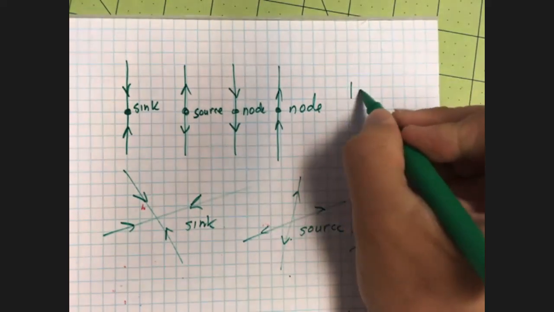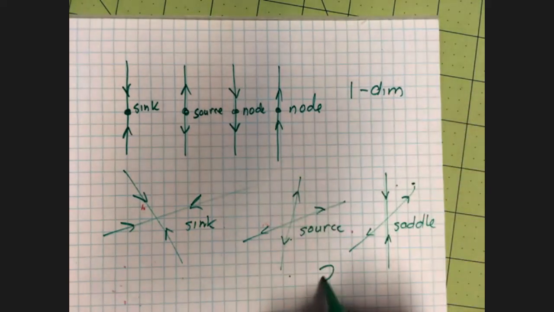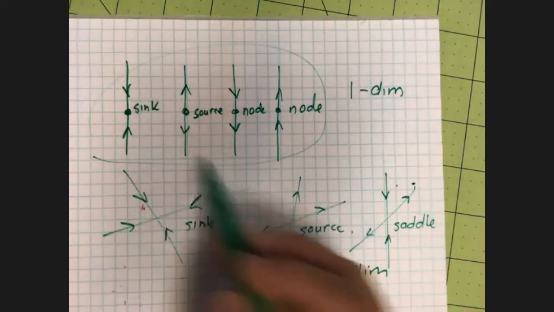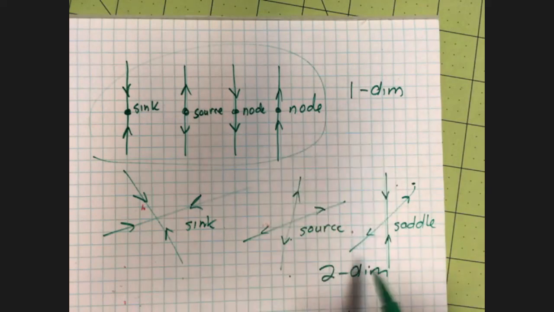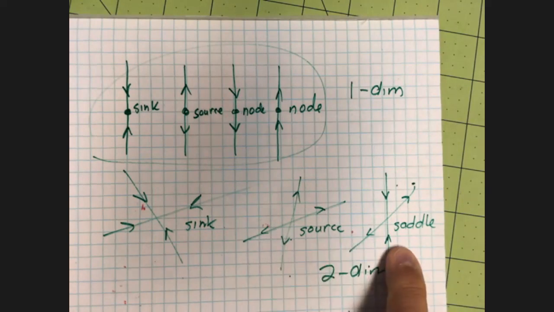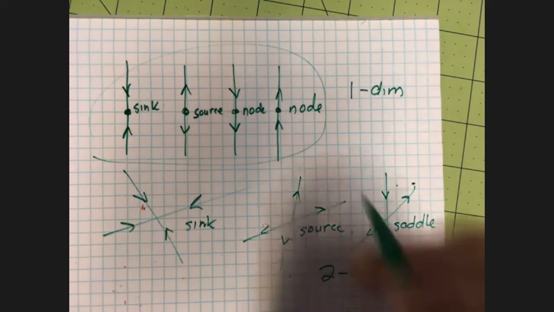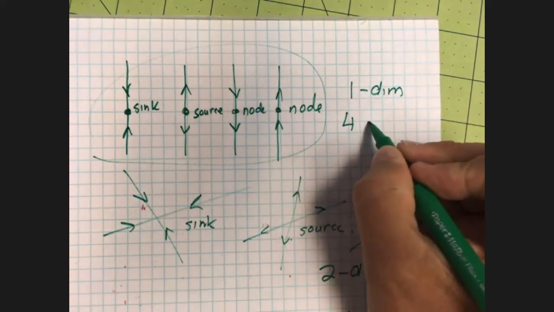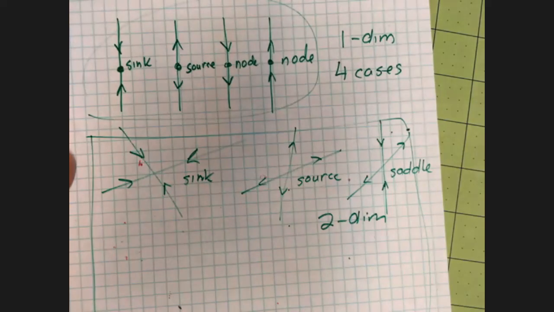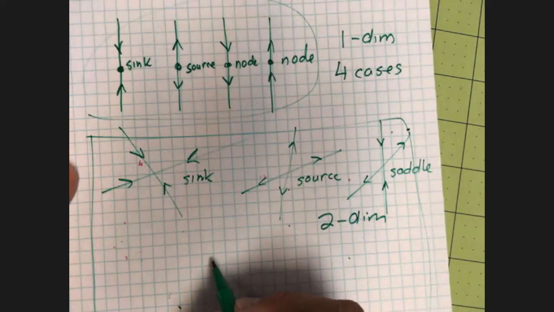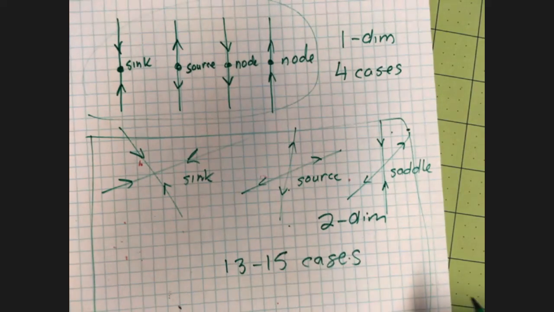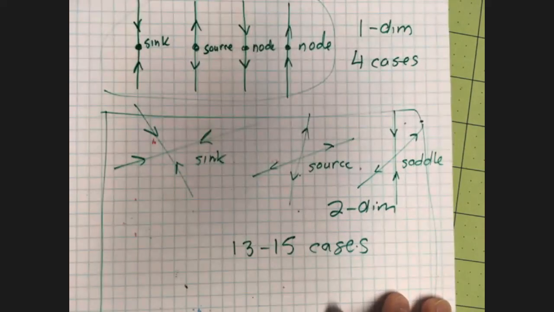The problem is this is one dimensional and this is two dimensional. And in one dimension, this is all I can ever do. Those are the only possibilities I have. But in two dimensions, these three straight line cases are just scratching the surface. So I have four cases here. When I get done with this, depending on how you count, 13 to 15 cases, which we'll start to enumerate next time.